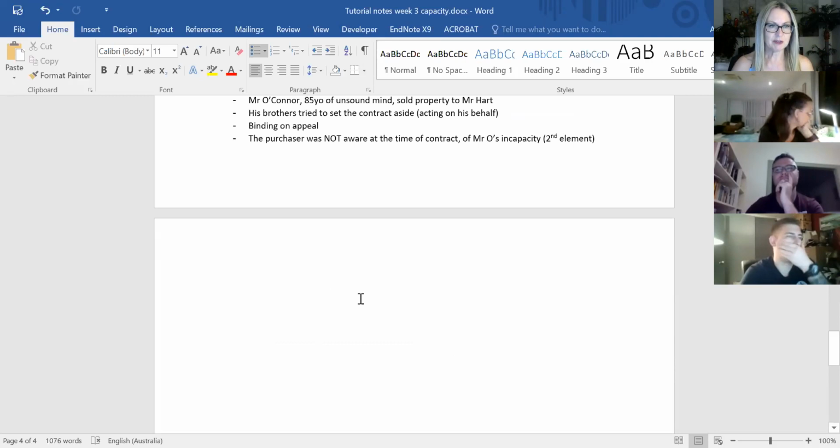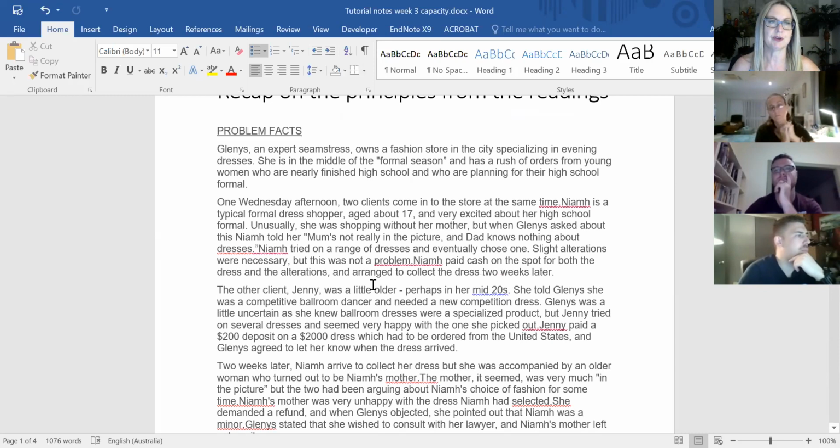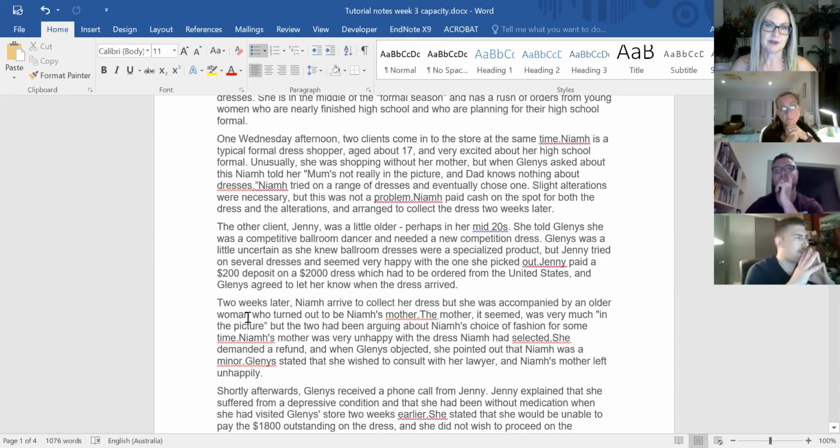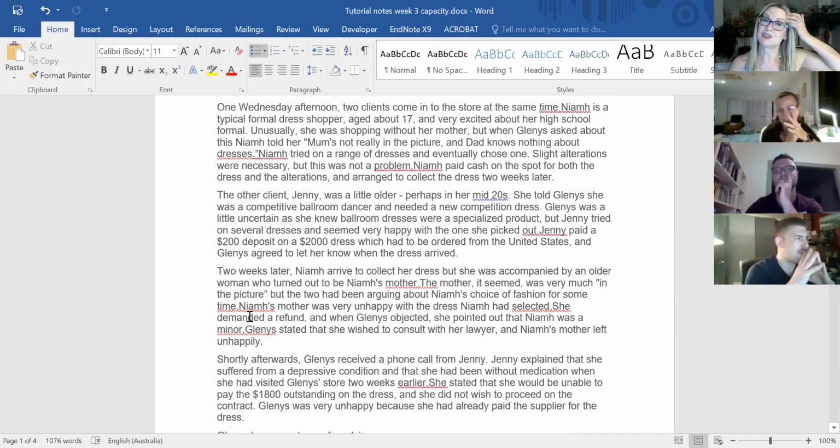Okay, so if we look now back at the problem, we've got all the equipment now that we need to go through and answer the problem. Gladys, an expert seamstress, owns a fashion store in the city, specialising in evening dresses. She's in the middle of formal season and has a rush of orders from young women. Neem comes in, aged about 17, very excited about her high school formal. Usually she would be shopping with her mum, but she makes some excuses. She's on her own, tries on dresses, gets her to slightly alter it and says, yep, that's the one I want, and pays cash on the spot.